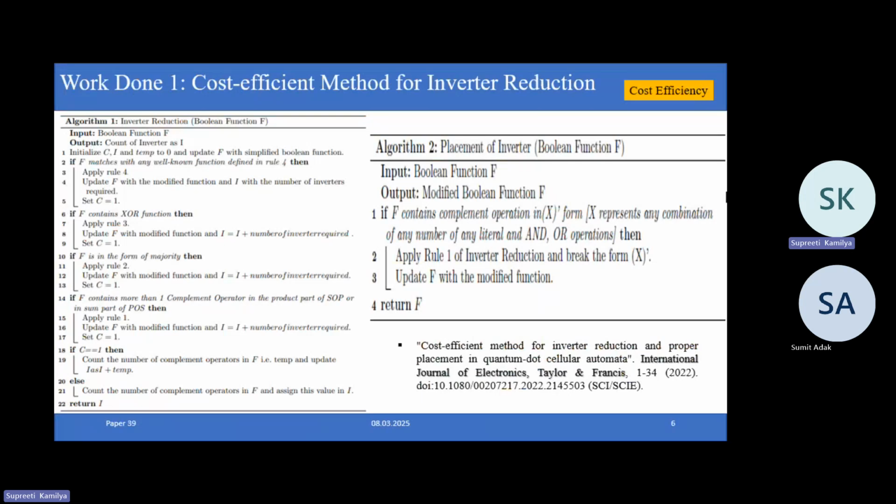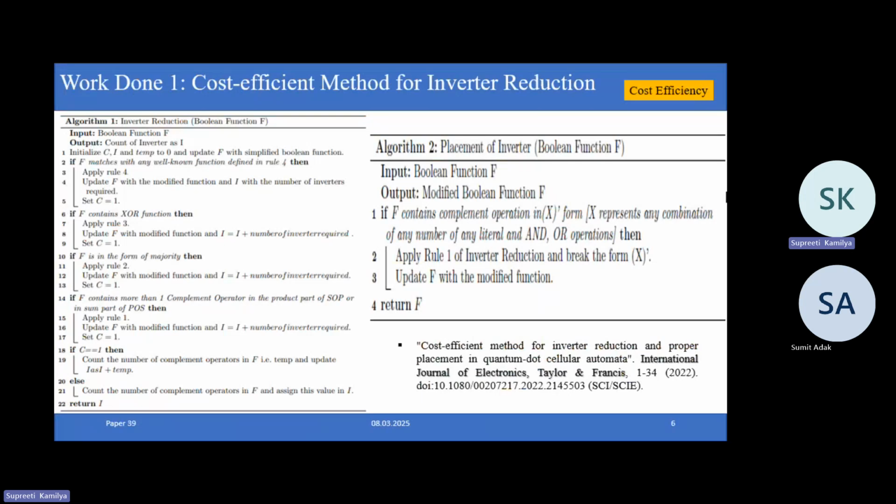The first one is De Morgan's rule. The second one is the Zorbest rule. The third one is the majority to minority conversion, and the fourth one is the well-known function. By that, we can minimize the number of inverters for any Boolean function or Boolean circuit. This is the basic algorithm given for the reduction of the inverter.